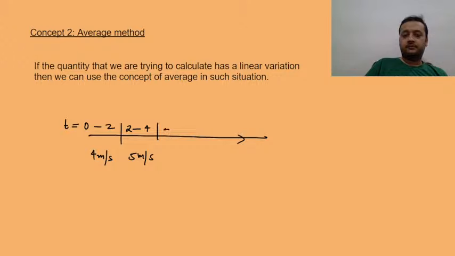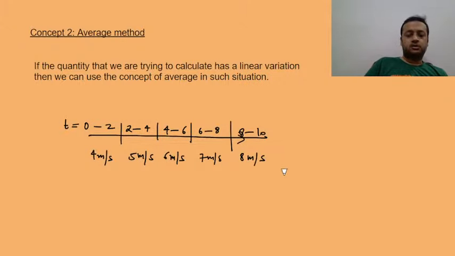Then from 4 to 6 seconds, he moves at, let's say, 6 meter per second, and from 6 to 8 seconds he moves at 7 meter per second, and from 8 to 10 seconds he moves at, let's say, 8 meter per second, right? So if I ask you the displacement of this man in 10 seconds, for the first 2 seconds he was moving at 4 meter per second, for the next 2 seconds he was moving at 5 meter per second, for the next 2 seconds he was moving at 6, for the next 2 seconds he was 7.